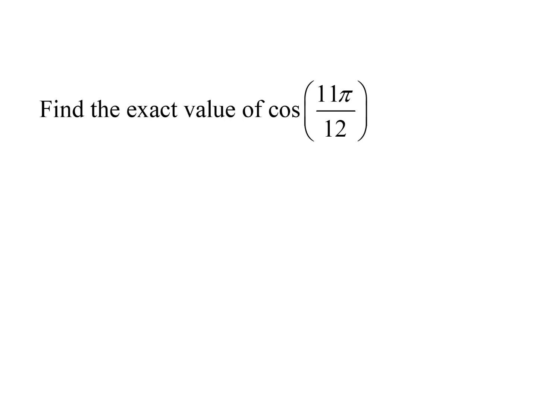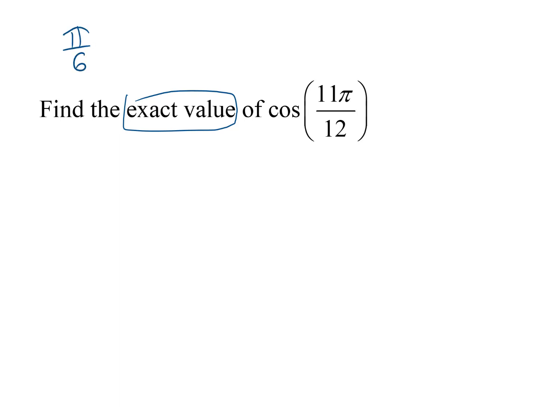We want to find the exact value of the cosine of 11 pi twelfths. We know 11 pi twelfths is not on our unit circle, and radians are a little harder to see what adds together that are unit circle values, but let's just think about it for a minute.